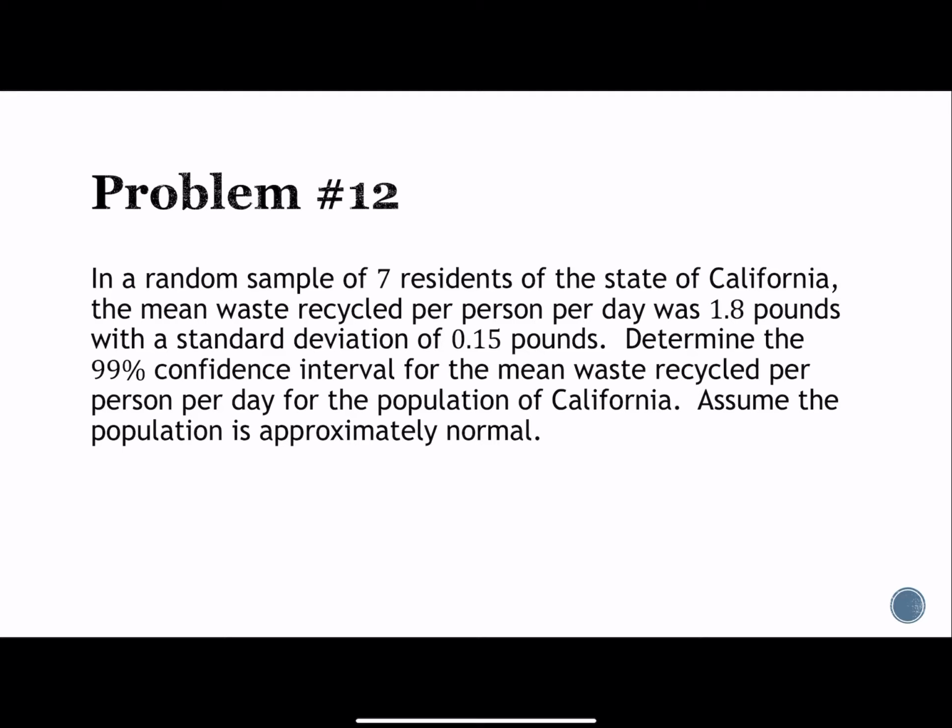Okay, another random sample of 7 residents of the state of California. The mean waste recycled per person per day was 1.8 pounds with a standard deviation of 0.15. Determine the 99% confidence interval. Okay, I don't have to say anything more. Very clear what we have to do here. 99% confidence interval, and this is a confidence interval dealing with means. So this one's nice and clear what exactly we have to do. So this would be section 8.1.